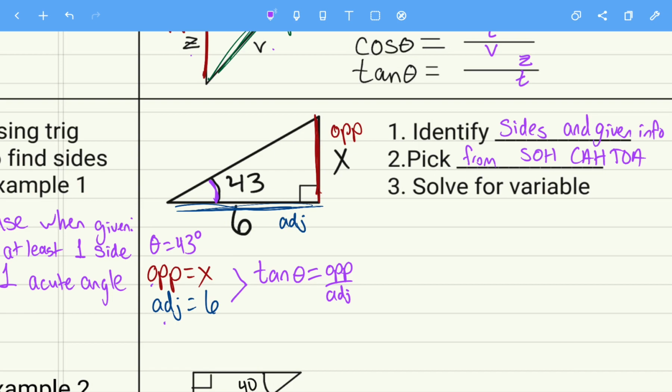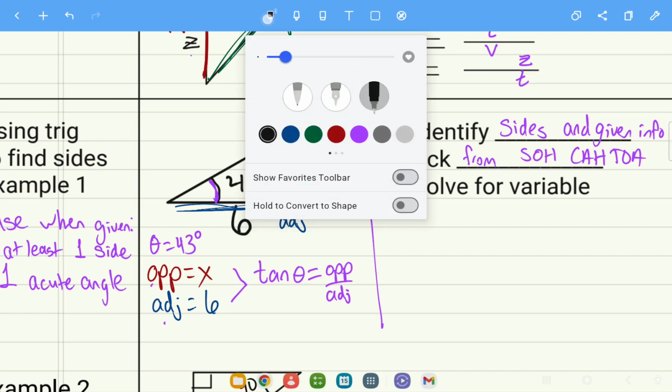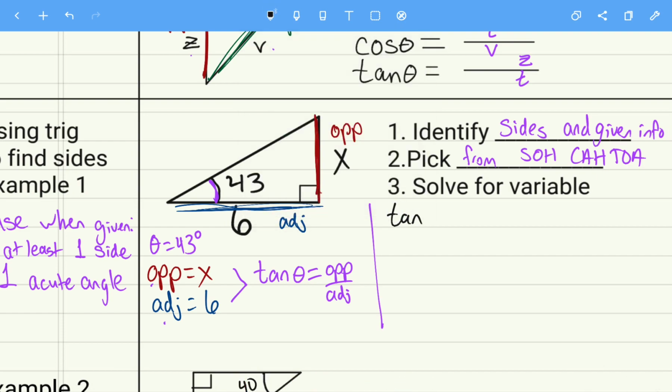So let's set up our function. We're going to do tangent of our angle, which is 43 degrees. That is equal to the opposite, which is x, divided by the adjacent, which is 6. So we have tangent of 43 degrees equals x over 6.